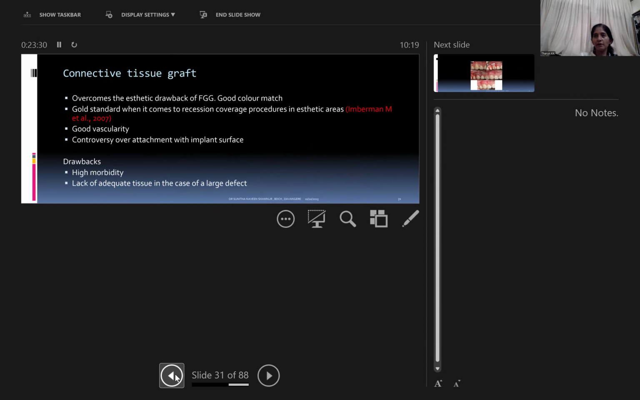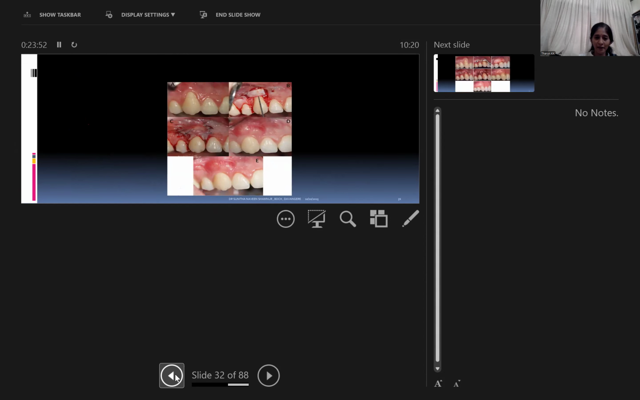The connective tissue graft. This overcomes the aesthetic drawback of the free gingival graft. You have a good color match and also has a good vascularity. And the drawback is only the morbidity and the lack of adequate tissue in case of a large defect. Can you see here? Even though we have harvested it from the palatal area, you're going to use a tunnel-based approach here.